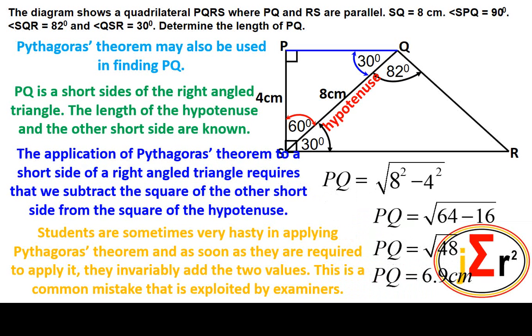PQ is therefore equal to the square root of 48, which is a very close approximation to 6.9 centimeters.